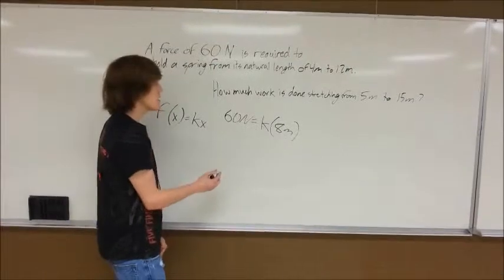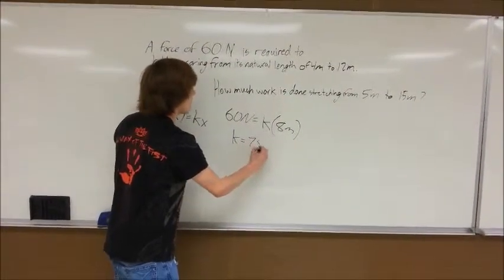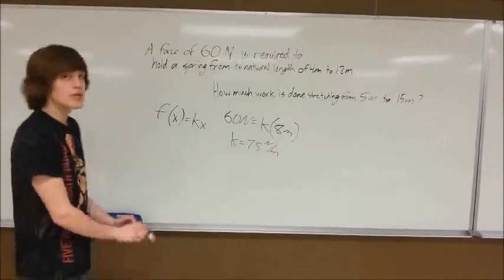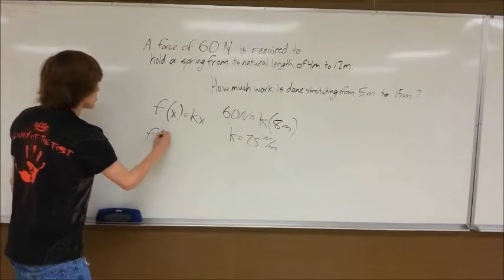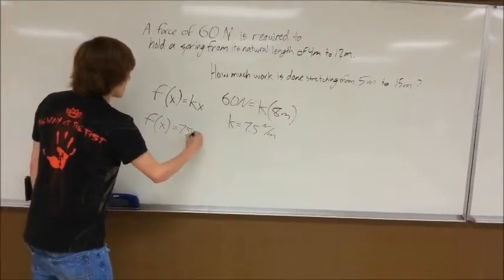So we solve for k, dividing 60 by 8. We get k equals 7.5 newtons per meter, which we then plug into the Hooke's law equation. So f of x is equal to 7.5 x.